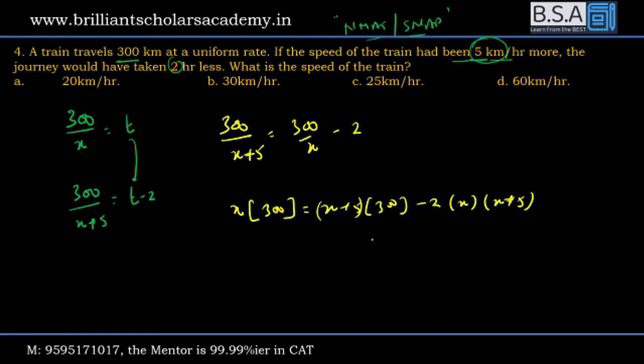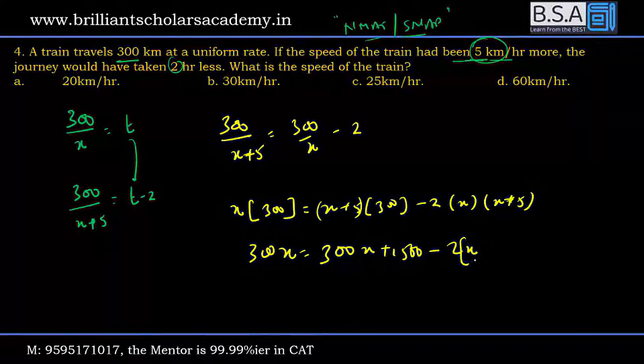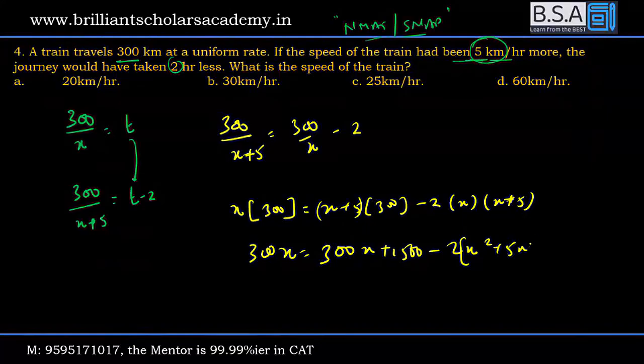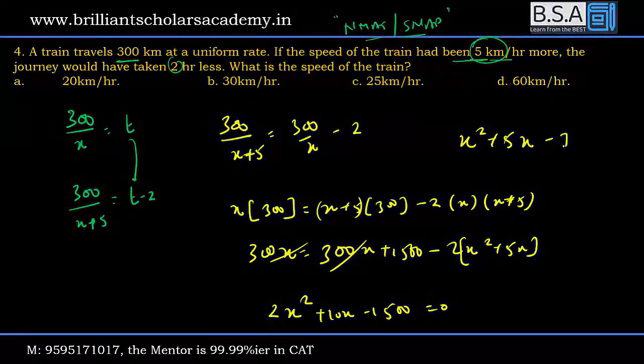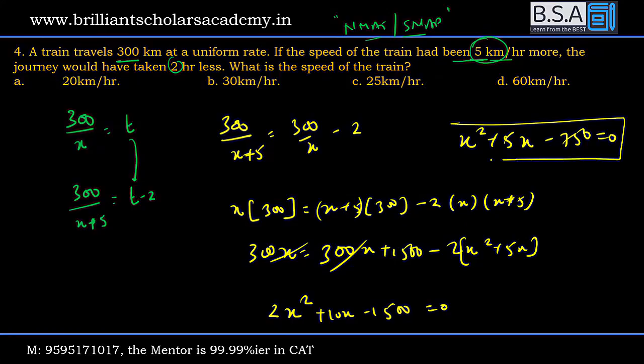This leads to a quadratic equation. This is 300x. This is 300x plus 1500 minus x square plus 5x. So this is cancelled, this is cancelled. That means 2x square plus 10x minus 1500 is equal to 0. That gives me x square plus 5x minus 750 is equal to 0. ये solve कौन करेगा? Tell me, who will solve this?